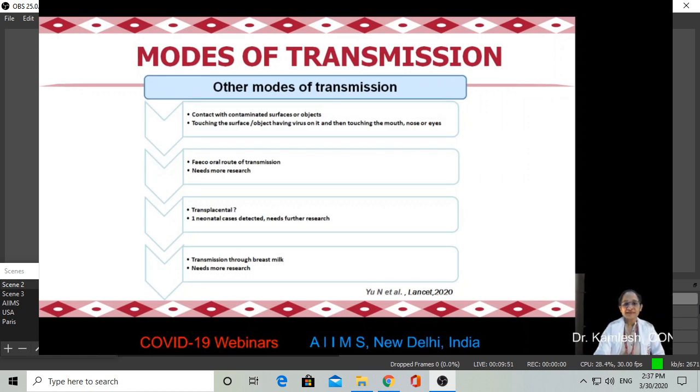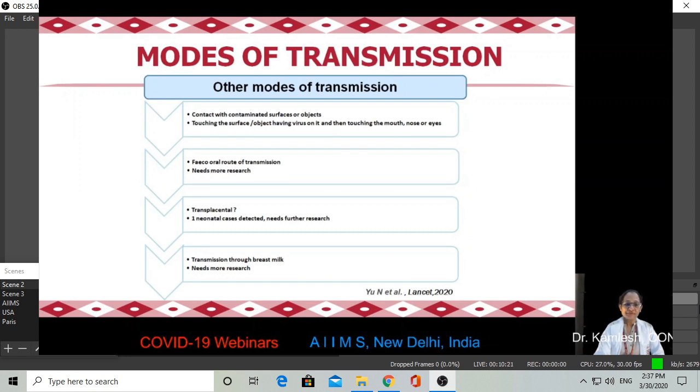Various other modes of transmission have also been looked at. Contact with contaminated surfaces or objects: touching a surface or object having the virus on it, and thereafter touching the mouth, nose or eyes, can also lead to transmission of the virus. Now, the fecal-oral route of transmission is a probability. It has been seen that the virus can survive in the guts, but there is not yet exact evidence of its transmissibility via the fecal-oral route.